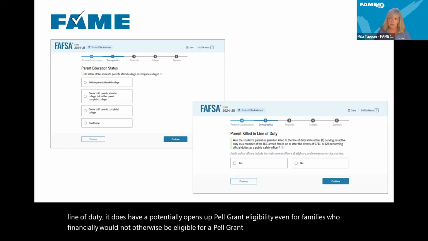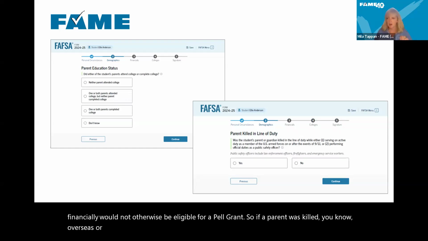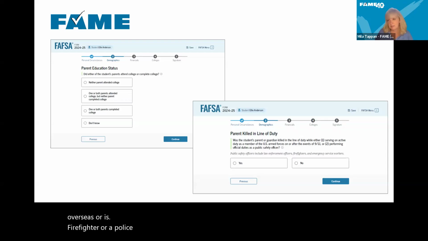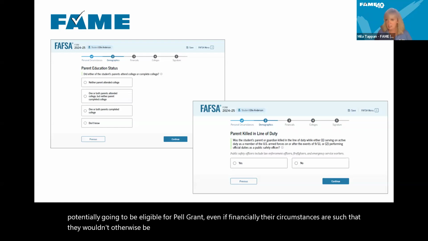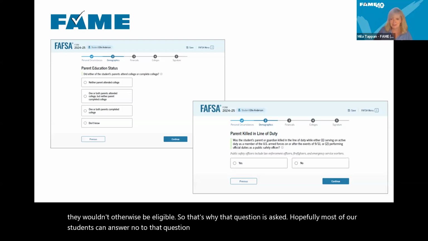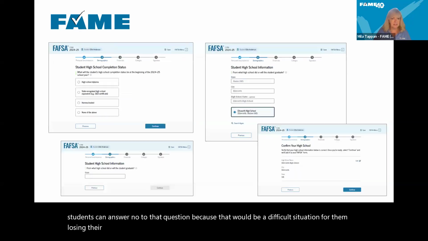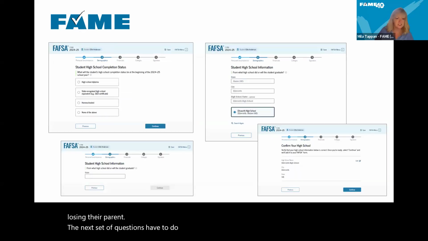So if a parent was killed overseas, or is a firefighter or a police officer and was killed in the line of duty, then those students are potentially going to be eligible for Pell Grant, even if financially their circumstances are such that they wouldn't otherwise be eligible. So that's why that question is asked. Hopefully most of our students can answer no to that question, because that would be a difficult situation for them, losing their parent. The next set of questions have to do with high school completion status.